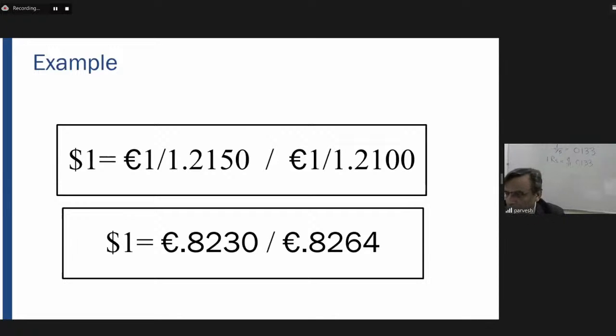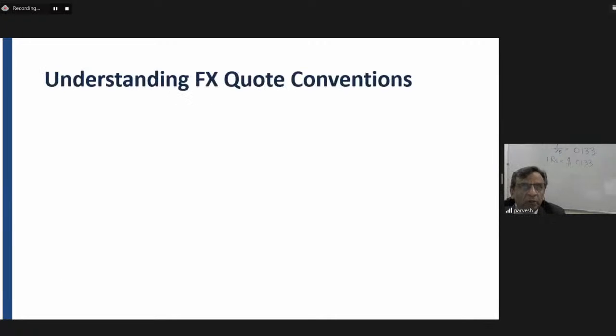So now this is yet another very important concept: understanding the FX, the forex quote conventions. Now this is again one of the very, very confusing things which happens in the exams, and how the quotes are given. So let's understand what the conventions are, and how the quotes are presented to you in your exams.